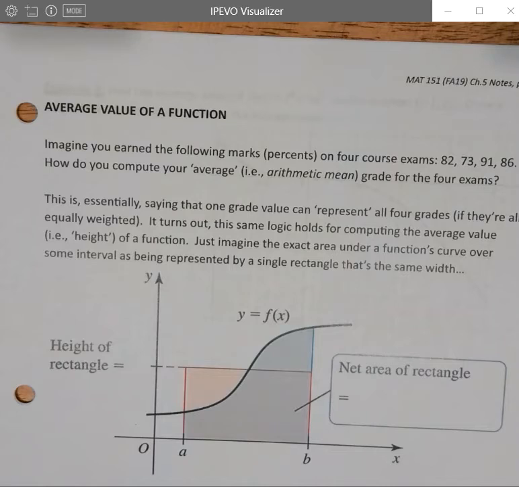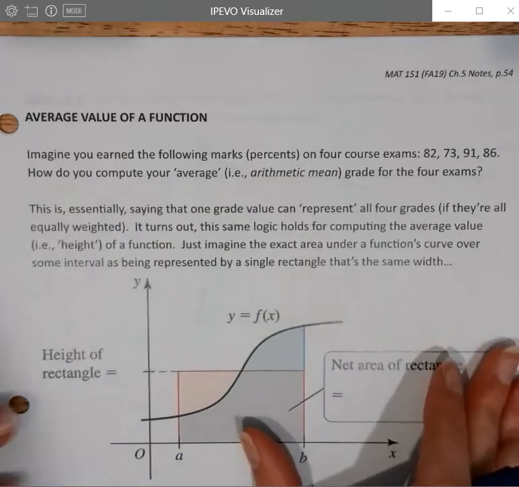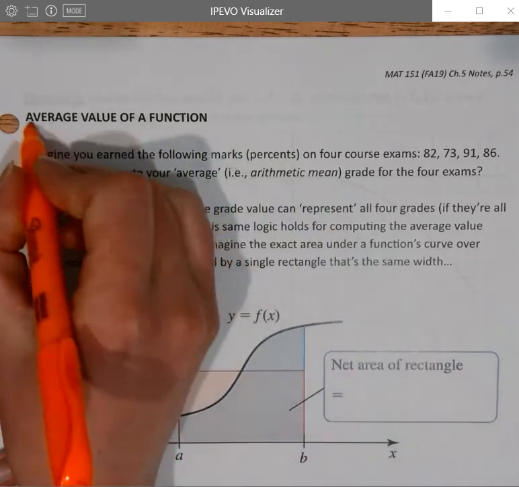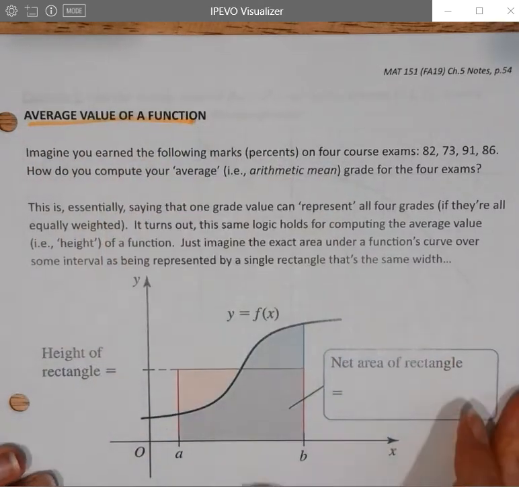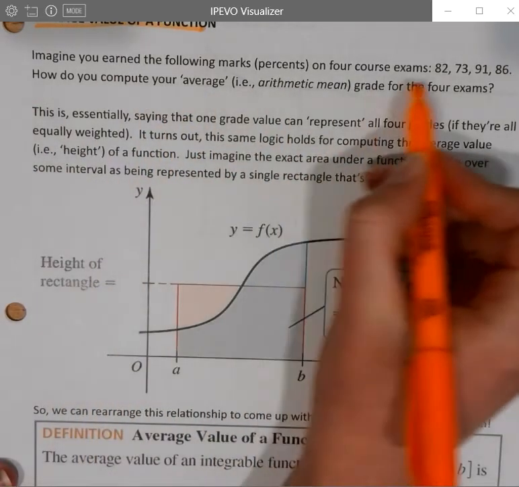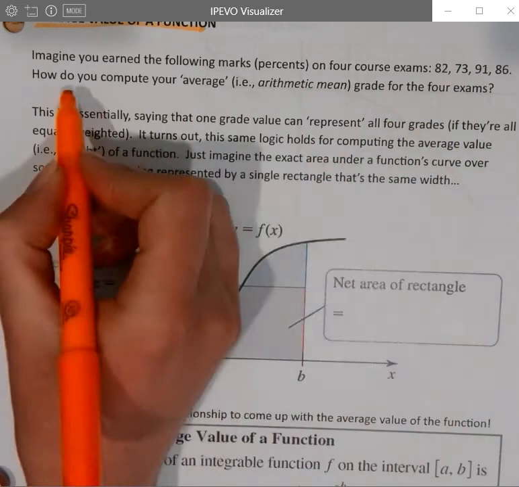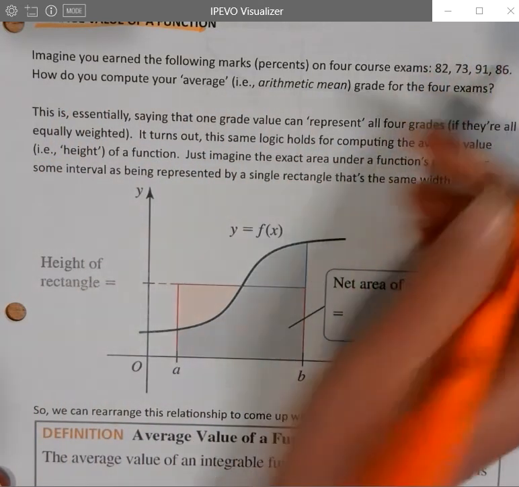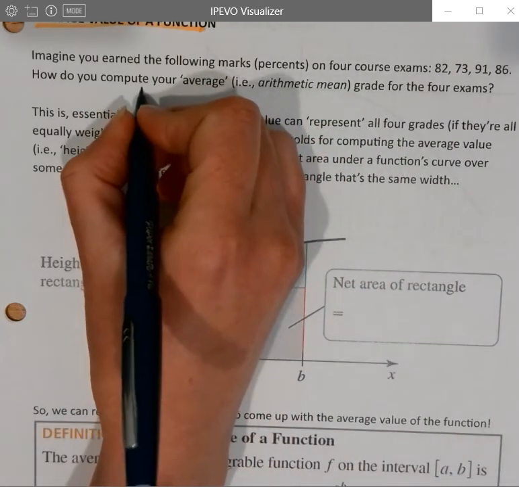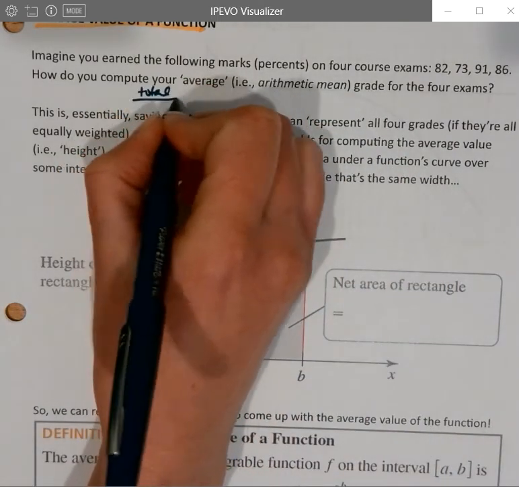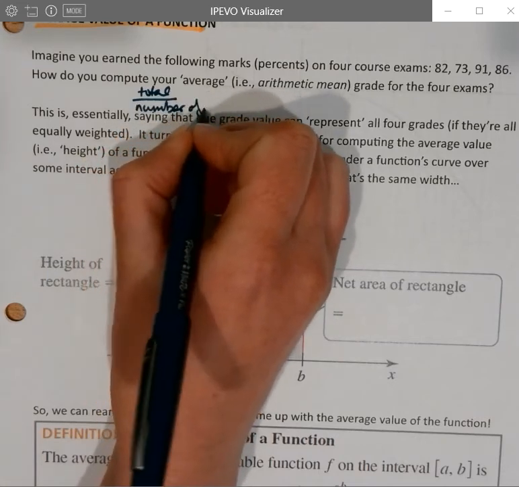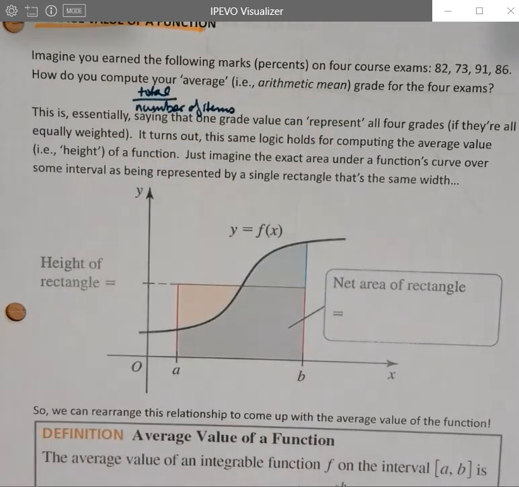Okay, so that was our first topic. The next piece is going to have us look at the average value of a function. Usually when we compute an average, we find a total and then we divide it by the number of items. That's how we would do an average. If I want to do an average of a grade, we're going to take a total and we're going to divide it by a number of items. So we need to expand this just a little bit.